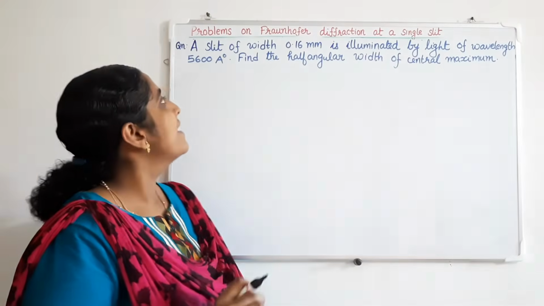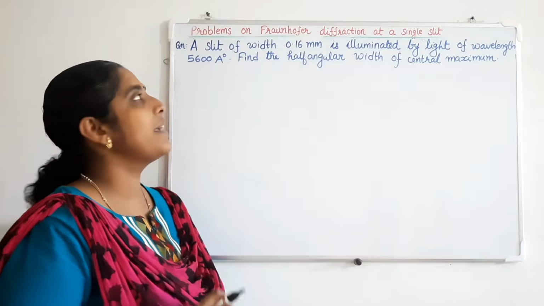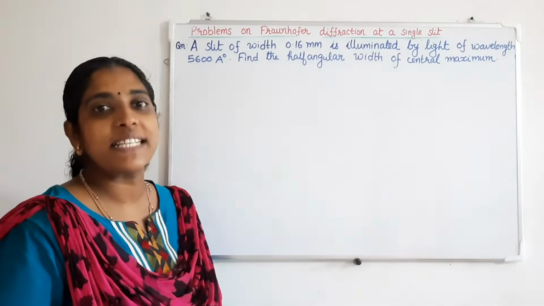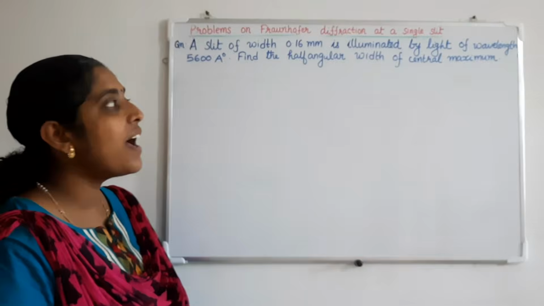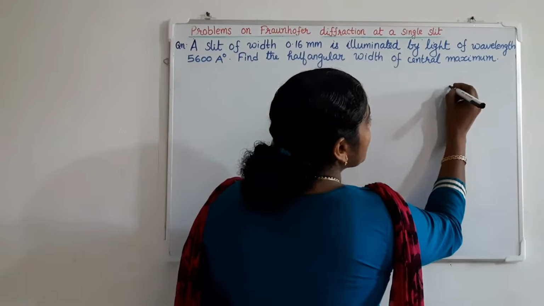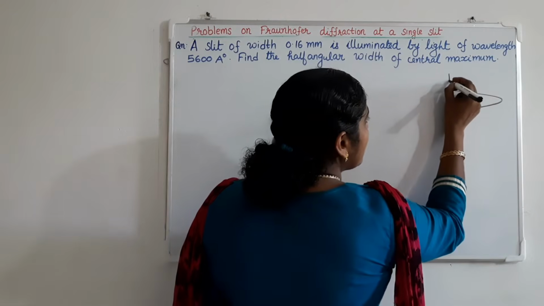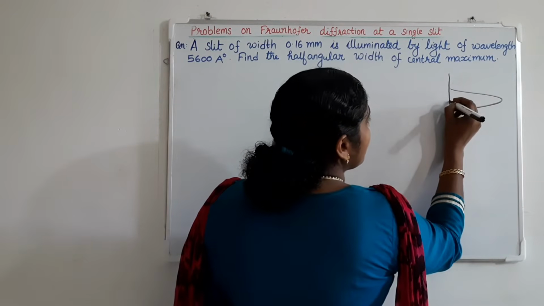See this question. A slit of width 0.16 millimeter is illuminated by light of wavelength 5600 angstrom. Find the half angular width of the central maximum. What is the half angular width of the central maximum? The central maximum is at the center with the maximum intensity.